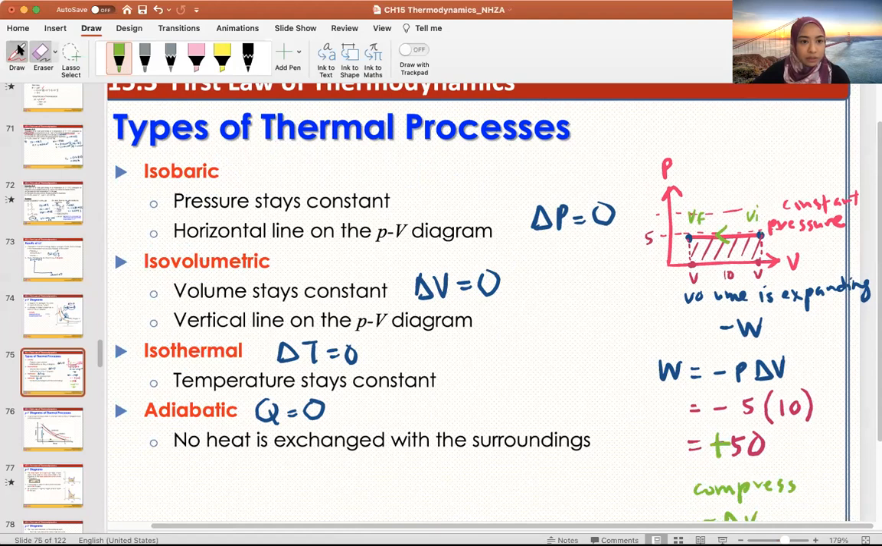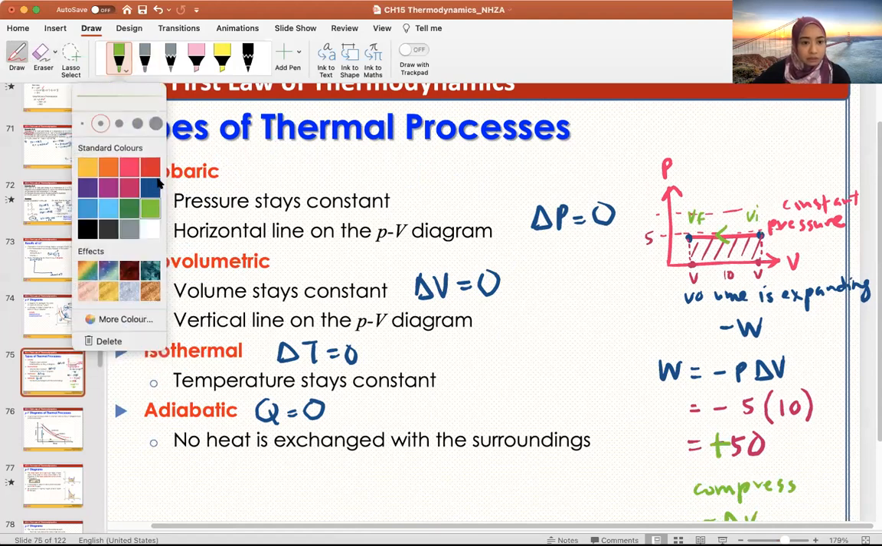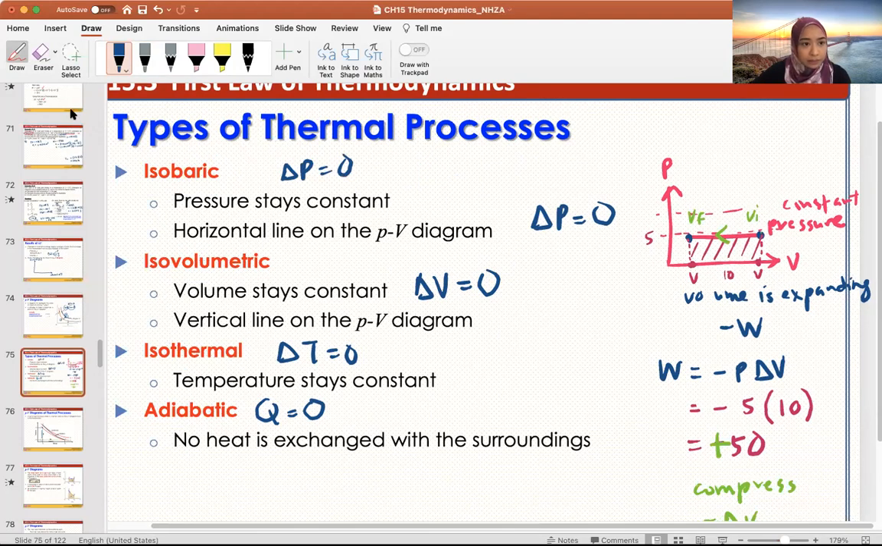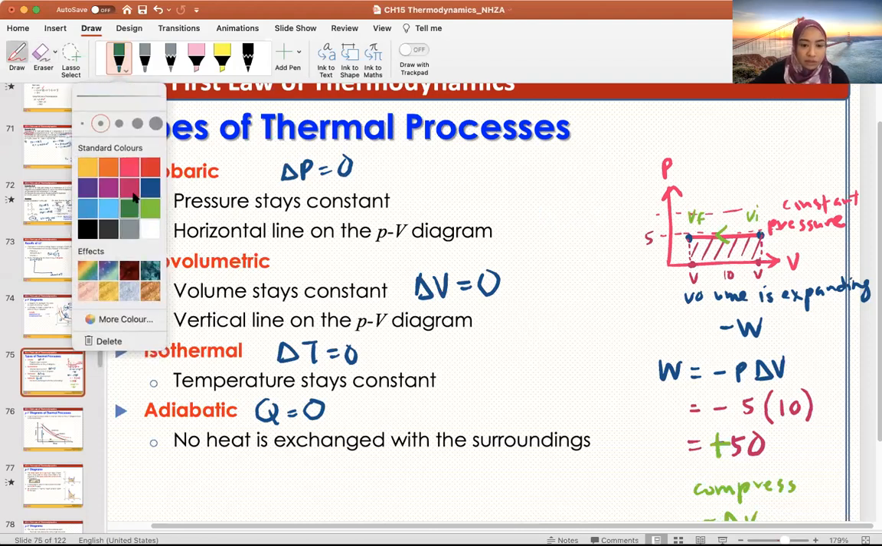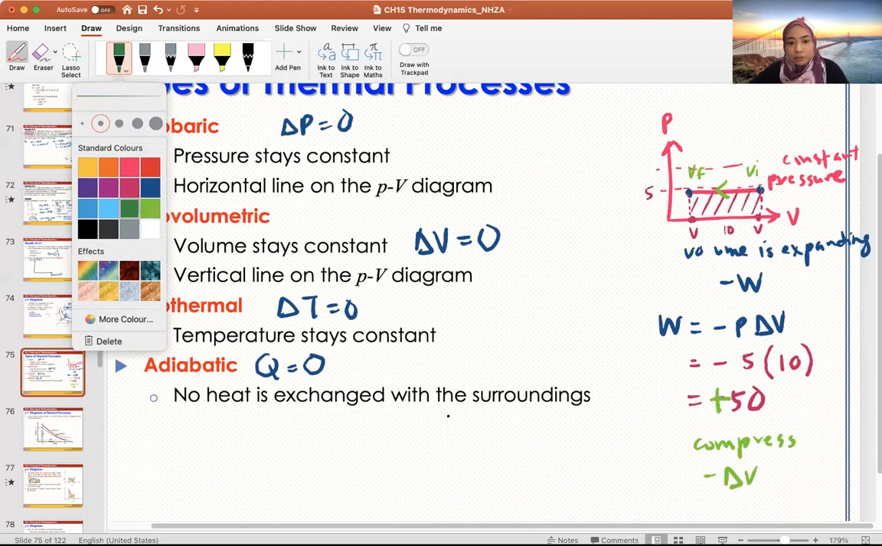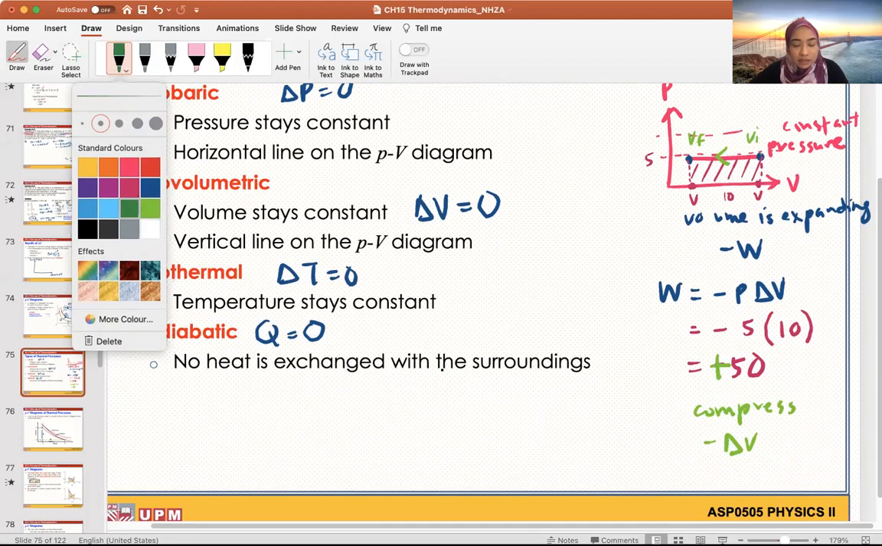Okay, so isobaric is delta P is 0. Let's put it here. So this is an example of isobaric. Moving on to isovolumetric. Let's use a different color for that. Let's use green. So isovolumetric, as the name says, its delta V is equal to 0. So it means that my P can change, my temperature can change, but my volume needs to stay the same.